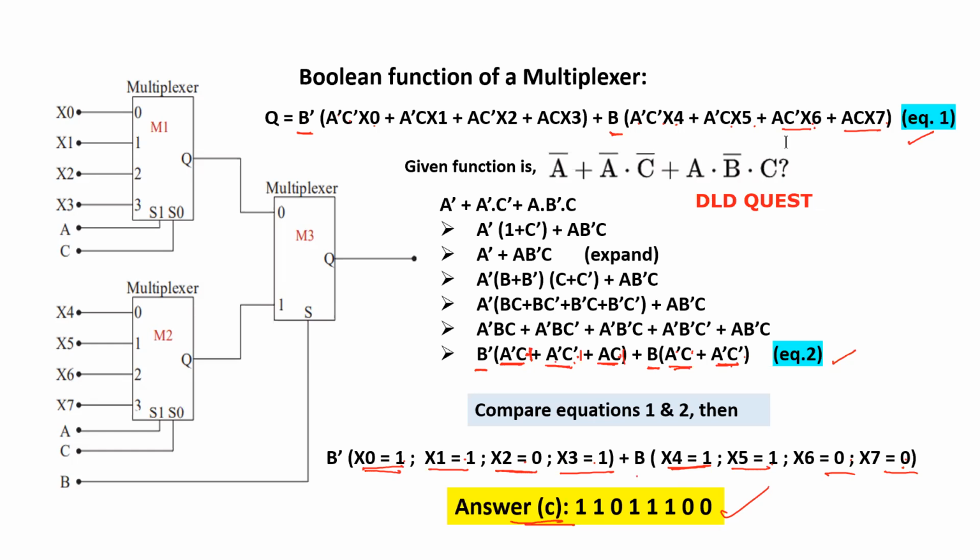Okay. So I hope you understand this concept very easily. The multiplexer questions are very, very important, and definitely in the GATE examination, every year they are asking questions. So please practice these types of multiplexer problems thoroughly.